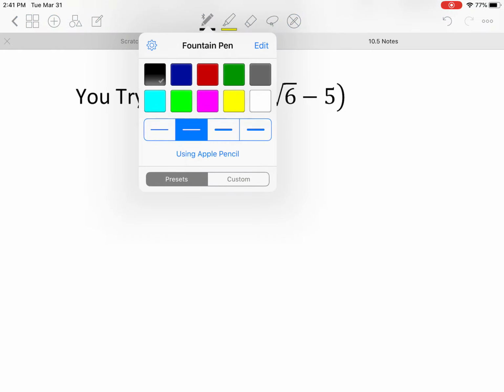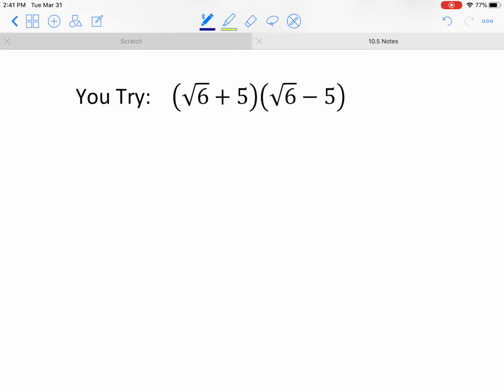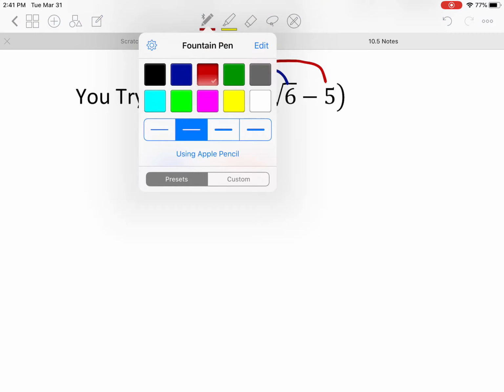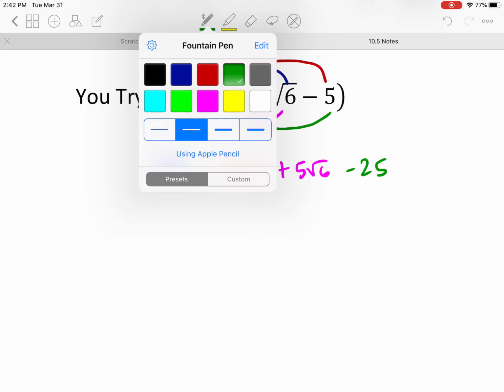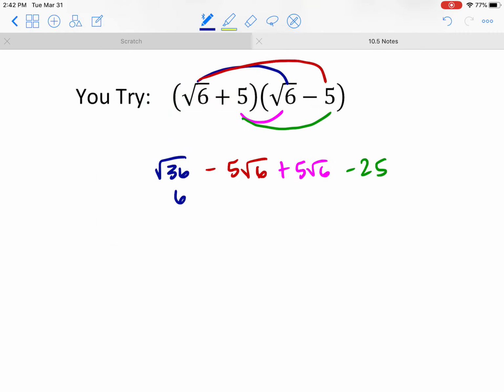Okay? I got one for you to try here again. Feel free to pause and give it a shot. And these are conjugates. If you remember the rule, remember what happens when you multiply conjugates, feel free to skip some of the work. Radical 6 times radical 6 is going to give me a radical 36. And a radical 6 times a negative 5 gives me a negative 5 radical 6. And then here I'm going to get a positive 5 in front of my radical 6. And then at the end here, 5 times negative 5 makes a negative 25.